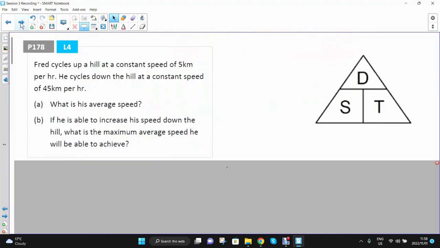Fred cycles up a hill at a constant speed of 5 kilometers per hour. He cycles down the hill at a constant speed of 45 kilometers per hour. What is his average speed?